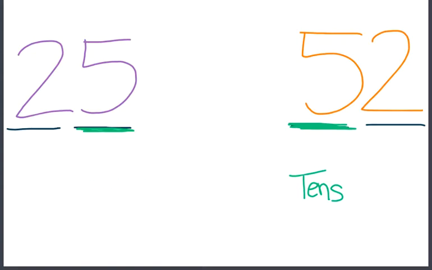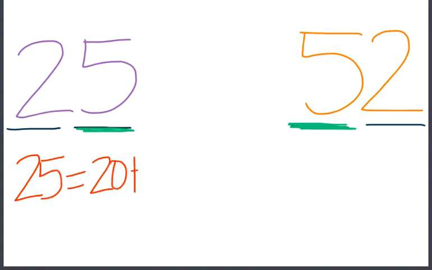Let's look at it this way too. For the number 25, let's look at the values of the 5 and how they are different. I'm going to write each number as the sum of the values of its digits. 25 equals 20 plus 5. And 52 equals 50 plus 2.